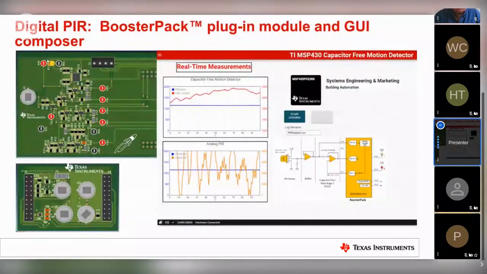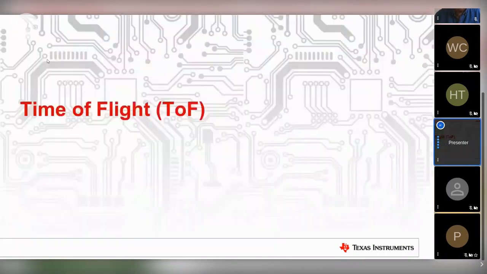So we have a couple of LaunchPads done. Actually it's a BoosterPack that connects directly to the LaunchPad, where you have different PIR sensors, and you can connect them to the MSP430 or to the CC components. And then there is also the GUI plugin module for GUI Composer, where you can see in real time on your screen different signals and how your system is performing. That will be all from me for now.